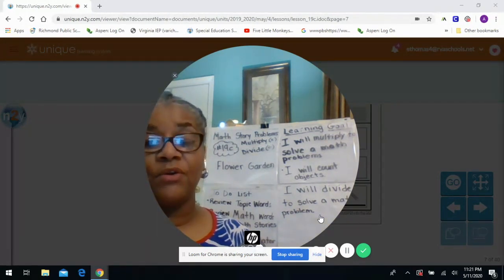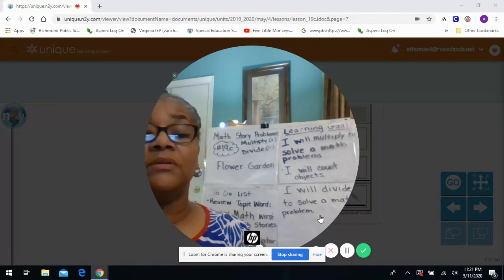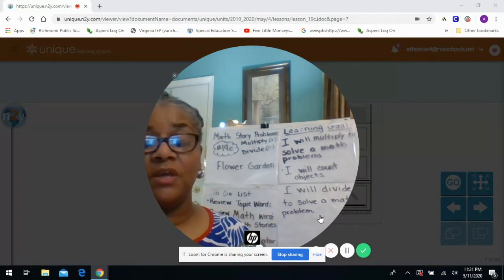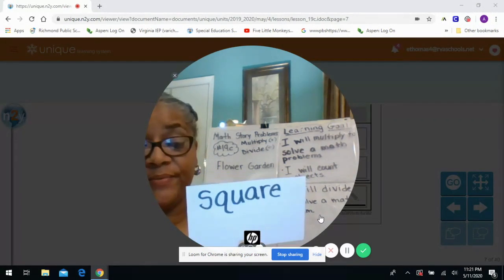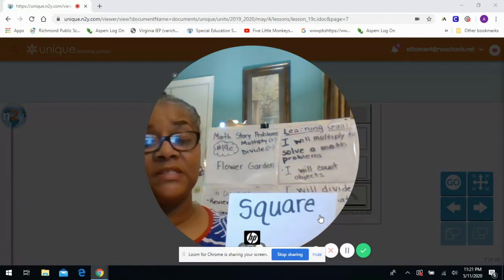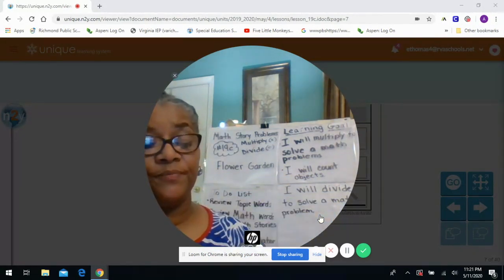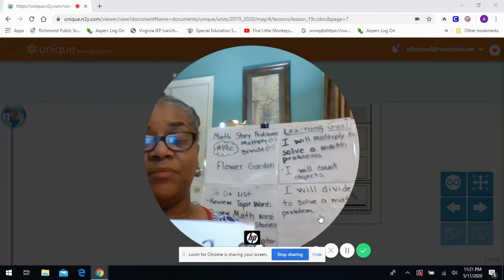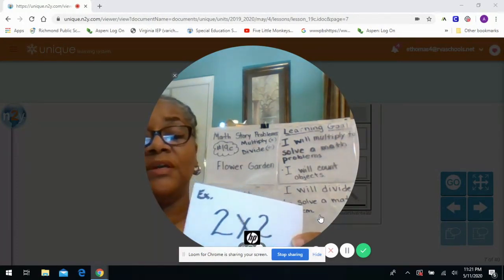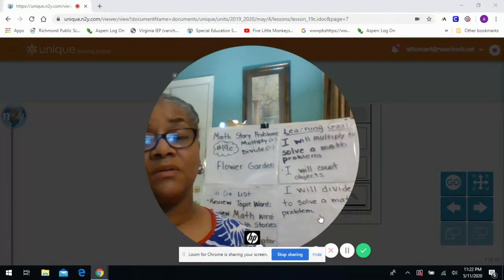Now we're going to go over our math literacy words. The first word is square: a product multiplied by itself. The example of that would be 2 times 2 equals 4, so 2 squared.